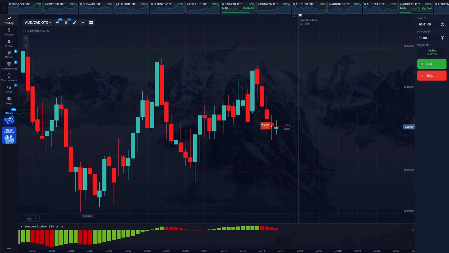This structure tells us one very important thing. Selling pressure is still present, but the strength behind that pressure is starting to slow down. Momentum is losing speed, even though direction has not yet changed.